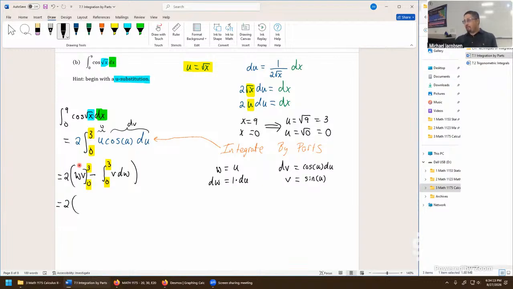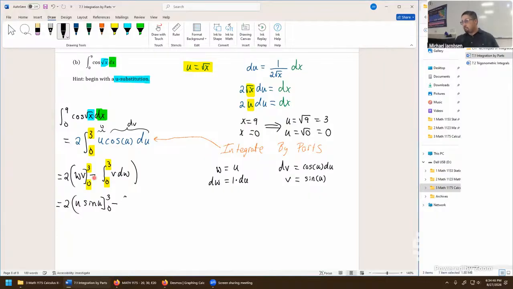So following the order, I don't have colors for color coding, but there's a pattern every time, right? You go w times v. That's just going to be u times sine u. Evaluate that from 0 to 3. So if you write your tables down in the same exact way each time, even if your table looks different, your pattern is always going to look the same every single time. And it's less to worry about each time you go through it. Less cognitive load if you're always doing it in the same kind of pattern.